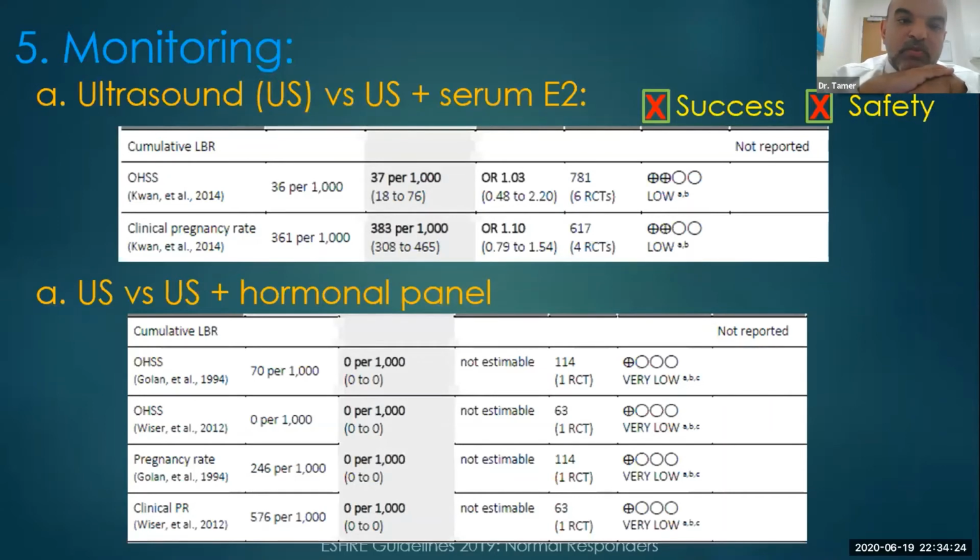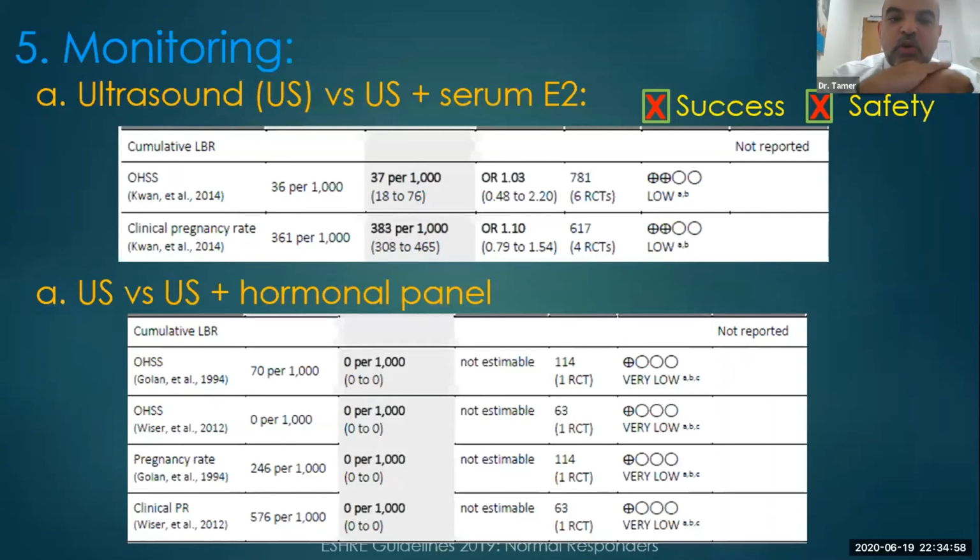So if you compare cycles monitored with ultrasound versus those with ultrasound and serum estradiol, this is a group of 6 randomized controlled trials to test the safety, and 4 randomized controlled trials to test the effectiveness and success rates. And both of them just say they are the same. So by adding serum estradiol measurements, you may not be benefiting the patients either in terms of your success rates or in terms of your safety.